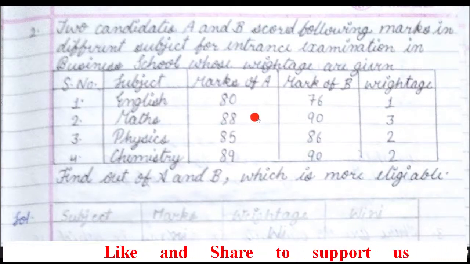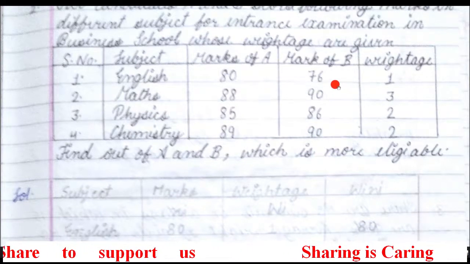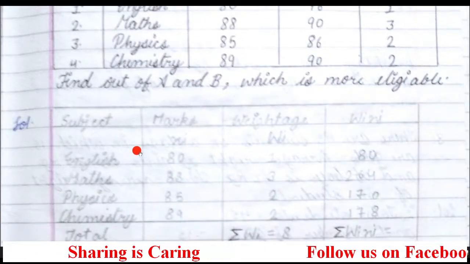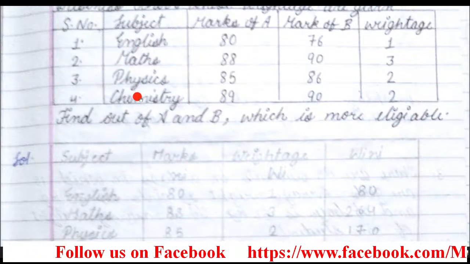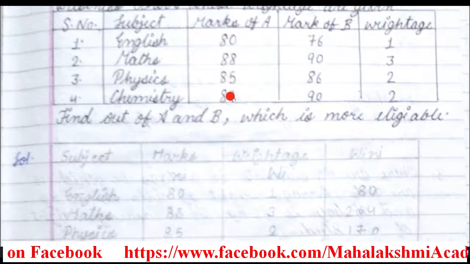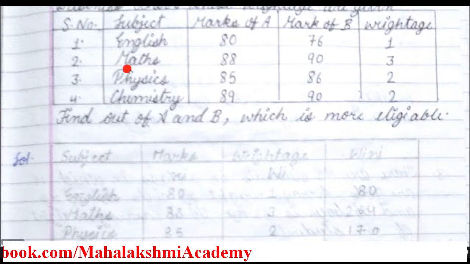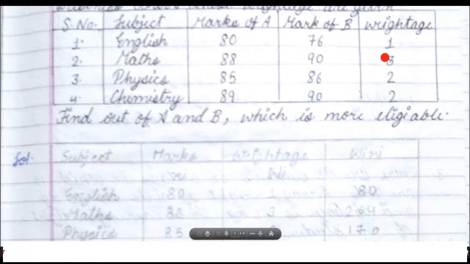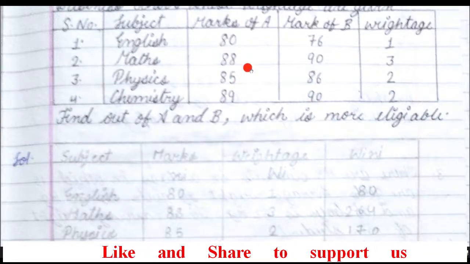So here we will separate them like this. First we will find out for candidate A and then we will find out for candidate B. So first this table is for candidate A. So for candidate A subjects are these and marks are 80, 88, 85 and 89 and weightage is these. So only these columns will come here. Just see here subjects and marks are, these are the marks here and weightage just pick from here. Avoid this. This will be useful when we calculate for candidate B. So this table is only for candidate A.